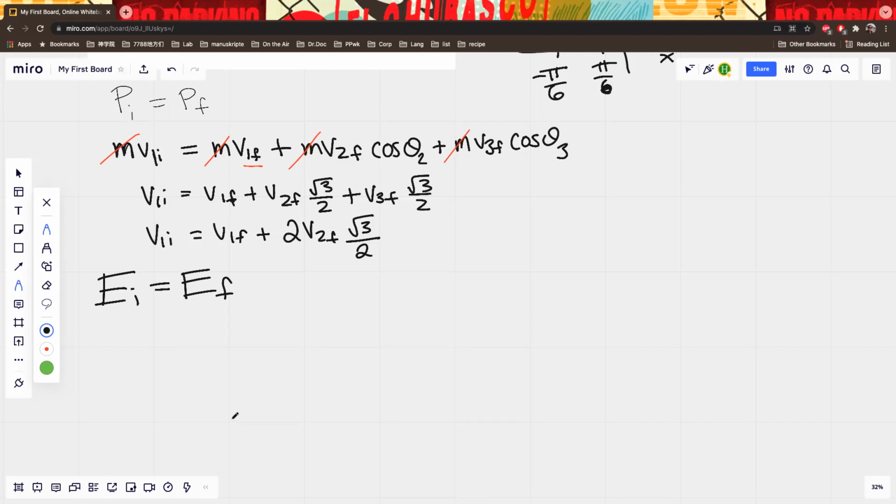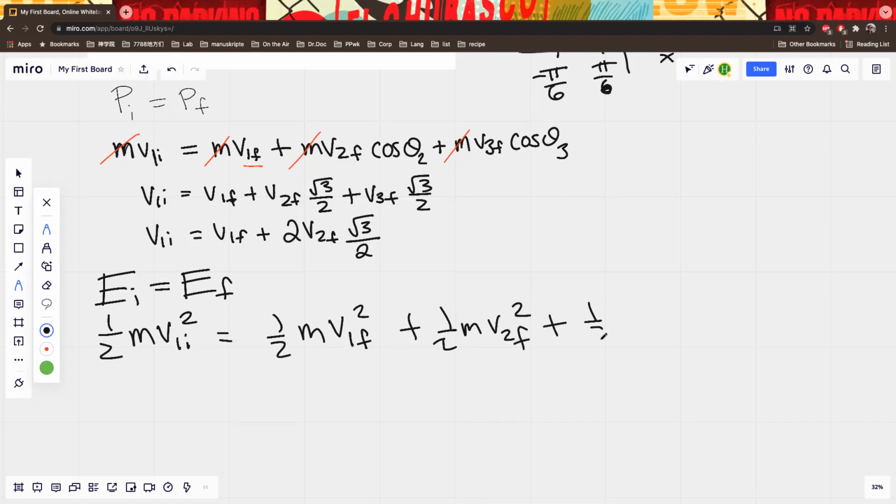Okay, so for the initial it would just be a half of m times the initial velocity squared. And then for the right side, it would be mass times the final velocity squared. And then the same for the other two pucks. Excellent. Yeah, that's exactly right.